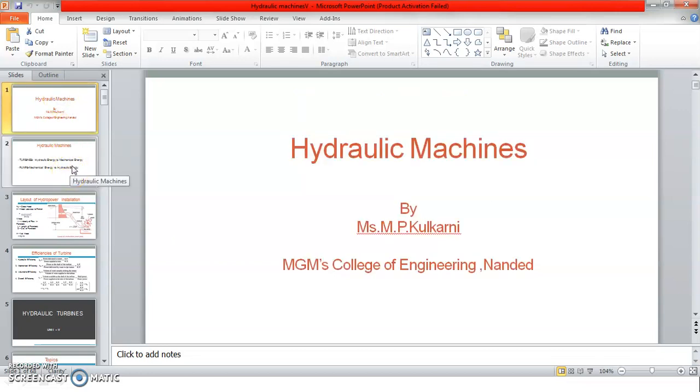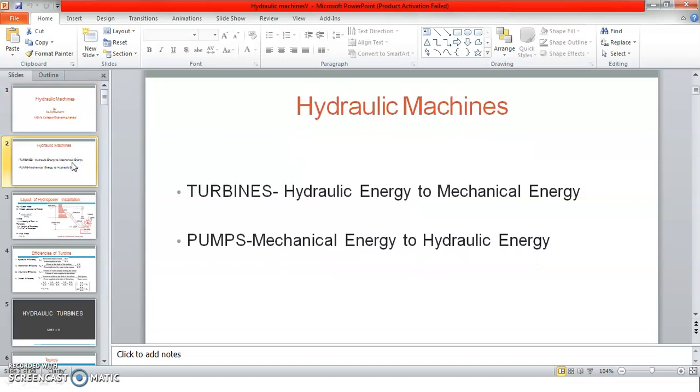Up till now we have covered the sixth unit, that is boundary layer theory. Now here we will start with the next unit, which is nothing but the continuation of the fourth unit, that is impact of jet. Here we are going to have an application of hydraulic impact of jet in hydraulic machines. There are two types of hydraulic machines: one is turbines and another one we are calling pumps.